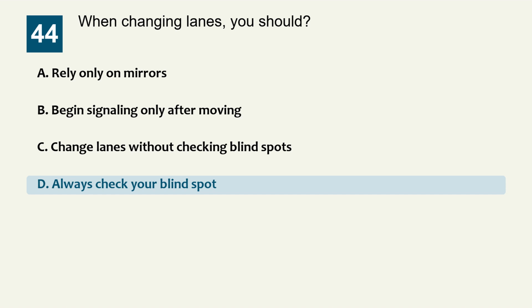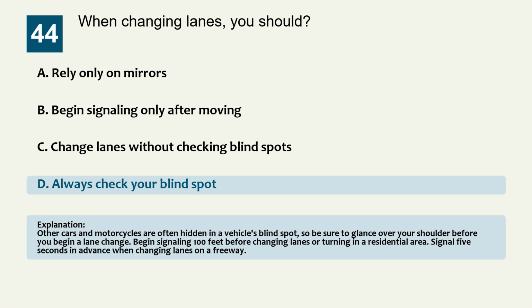The correct answer is option D. Always check your blind spot. Other cars and motorcycles are often hidden in a vehicle's blind spot, so be sure to glance over your shoulder before you begin a lane change. Begin signaling 100 feet before changing lanes or turning in a residential area. Signal 5 seconds in advance when changing lanes on a freeway.